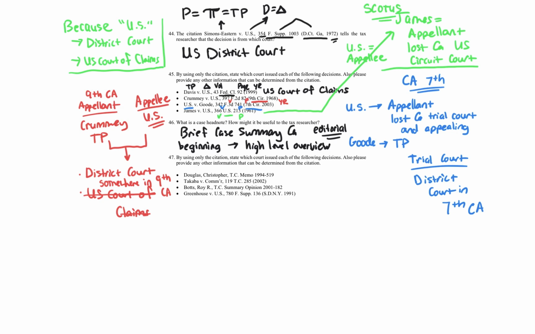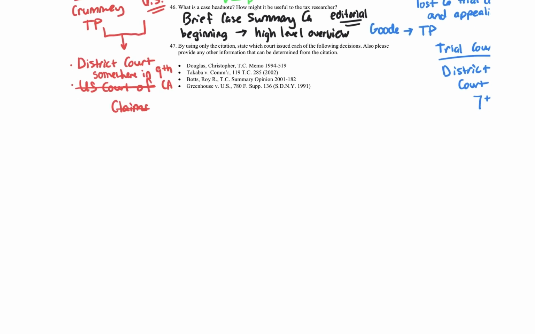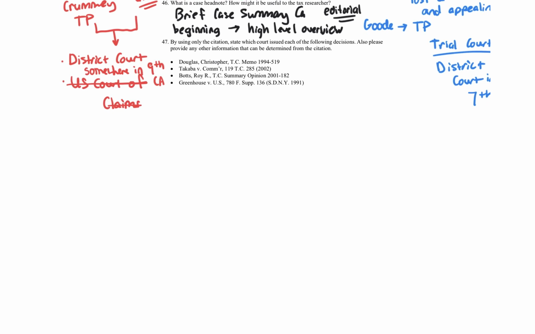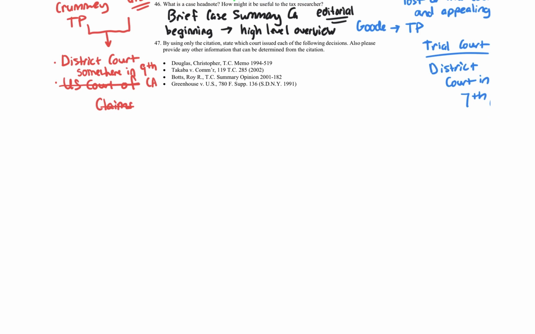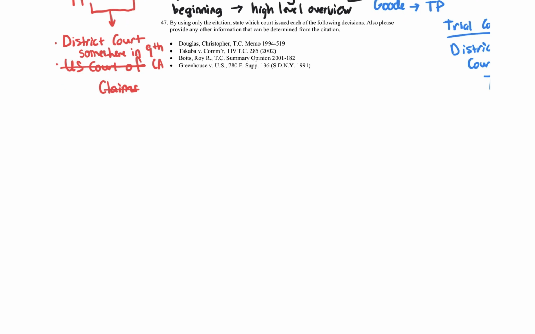Okay, we've got one more question. Question 47, and this one we're going to be doing the same thing as question 45. I'm going to move this down so we give ourselves some more room because we're also going to be doing some different colors, because I'm really into this. I love looking at cases and a citation and seeing what exactly you can learn from that. By using only a citation, state which court issued each of the following decisions. Also, please provide any other information that can be determined from a citation. So first is Douglas, Christopher, TC Memo 1994-519.